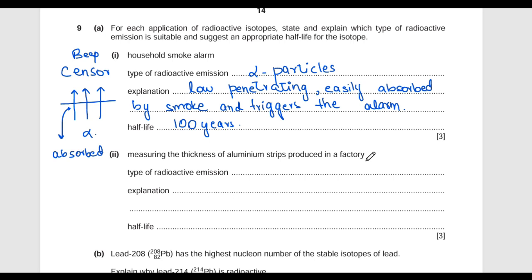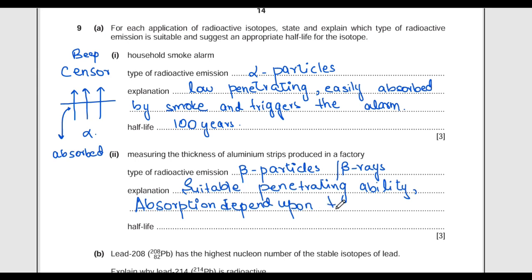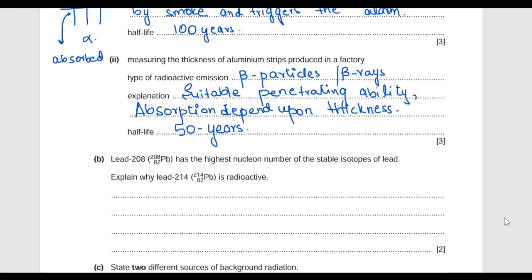Next is measuring the thickness of aluminium strip produced in a factory. We can use beta particles or beta rays for it. And why do we use beta rays? Because they have very suitable penetrating ability between alpha and gamma, and their absorption depends upon the thickness of the aluminium sheet. So they can measure the thickness very well because they get absorbed by very few millimeters of aluminium. And you can write any half-life for them. I am writing 50 years.